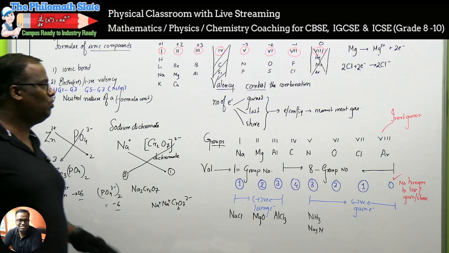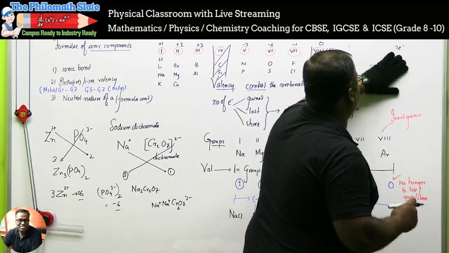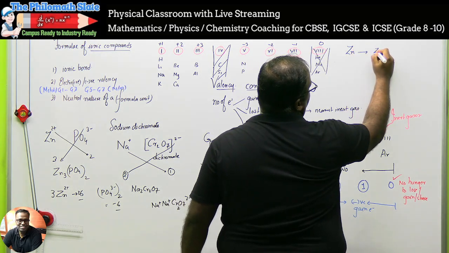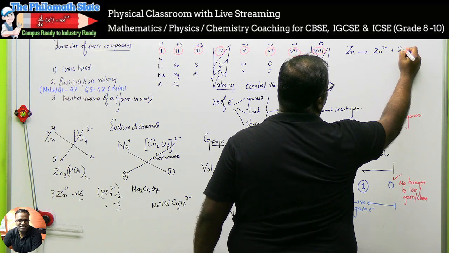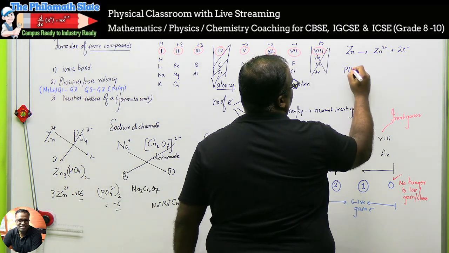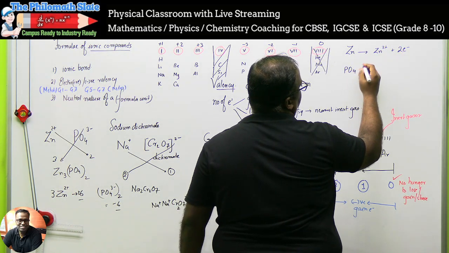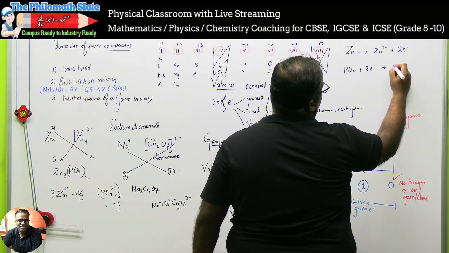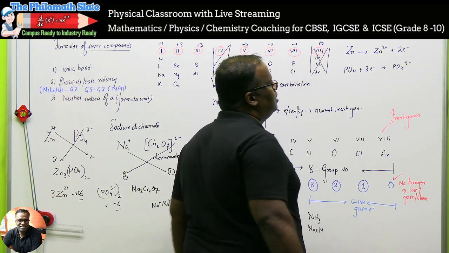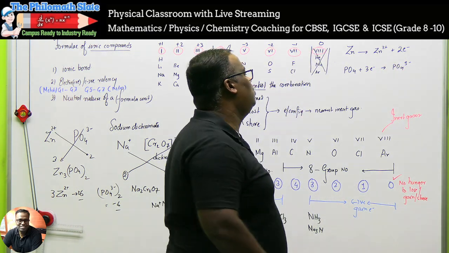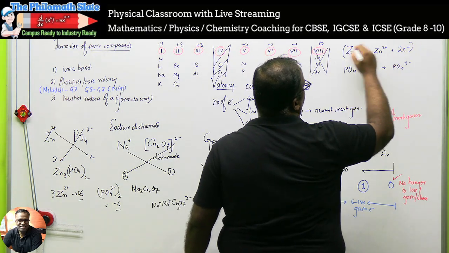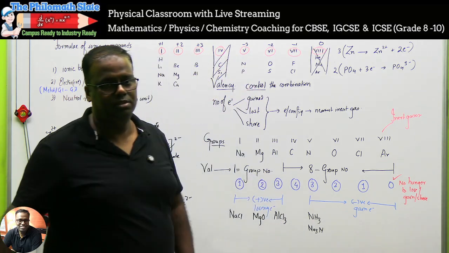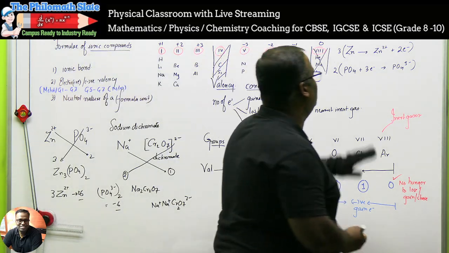Can we do the ionic equation of this? The ionic equation will be like this. See, zinc phosphate. Zinc becomes zinc 2 plus, losing 2 electrons. PO4 is 3 minus, so it gains 3 electrons and becomes PO4 3 minus. Now there is a problem here. Now what do we do? You have to multiply this equation with 3 and multiply this equation with 2. Now everything is satisfied. Okay? That's how we do it.